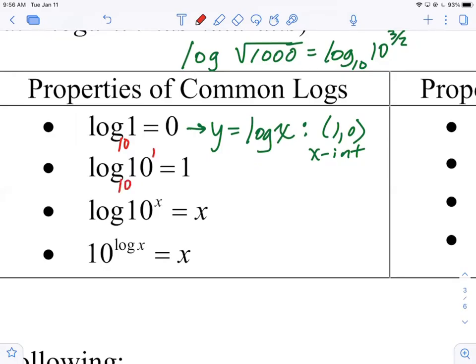Now, what's log base 10 of 10 to the first? 1, okay? What's log base 10 of 100? 2, right? Because that's log base 10 of 10 squared. What's log base 10 of 1,000? 3, good. So log base 10 is nice when it is a power of 10, you just count the number of zeros.